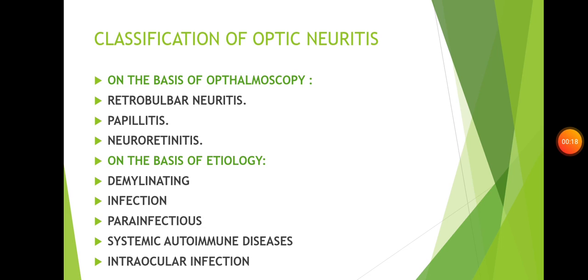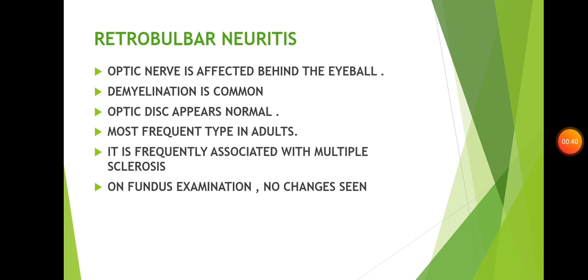Classification of optic neuritis. Optic neuritis is classified on two bases: on the basis of ophthalmoscopy and on the basis of etiology. On the basis of ophthalmoscopy, it is of three types: retrobulbar neuritis, papillitis, and neuroretinitis. And on the basis of etiology: demyelinating, infection, parainfectious, systemic autoimmune disease, intraocular infection. Let's first discuss on the basis of ophthalmoscopy.